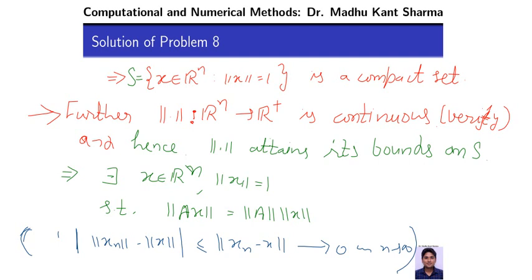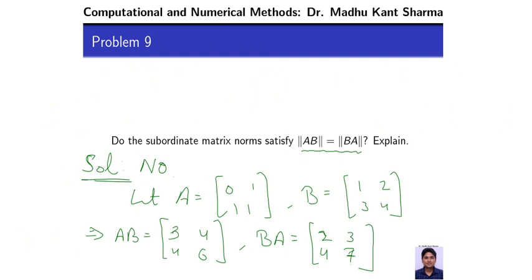Okay, so the next problem is, does the subordinate matrix norm satisfy the following: norm of AB is equal to norm of BA, B times A, whether this is true or not. Okay, the answer is no. For example, you can consider the following matrices: A equals 0 1 1 1 and B equals 1 2 3 4. Then you calculate AB, and calculate B into A, and then find their infinity norm.